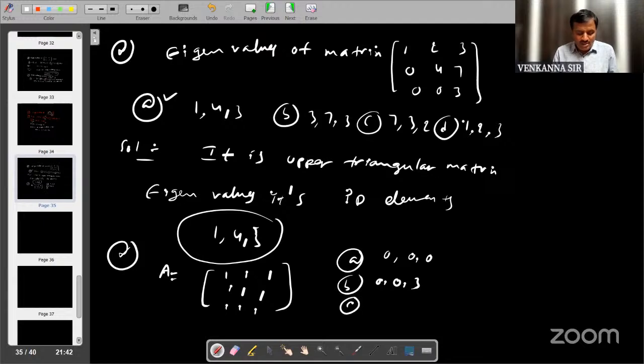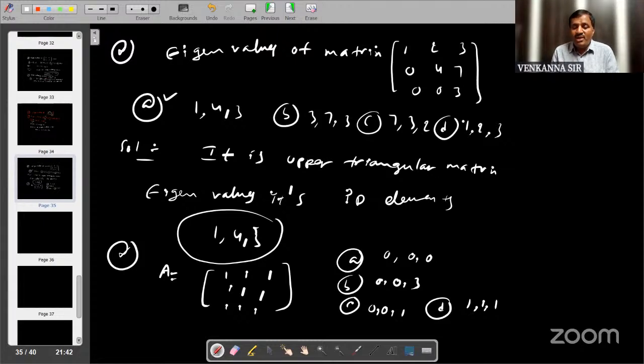Option C is 0, 0, 1. Option D is 1, 1, 1. So can you guess what is the answer? Which answer is going to become correct here?